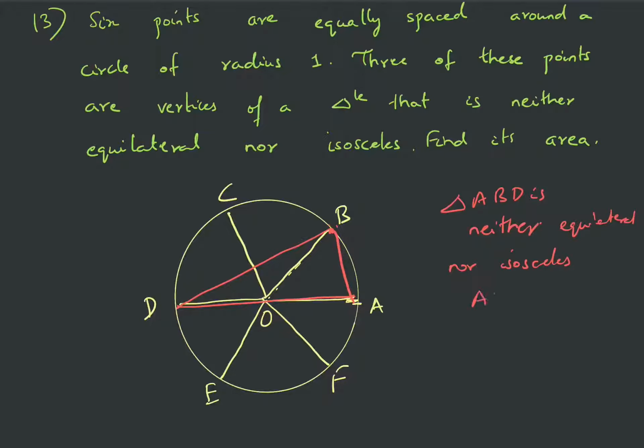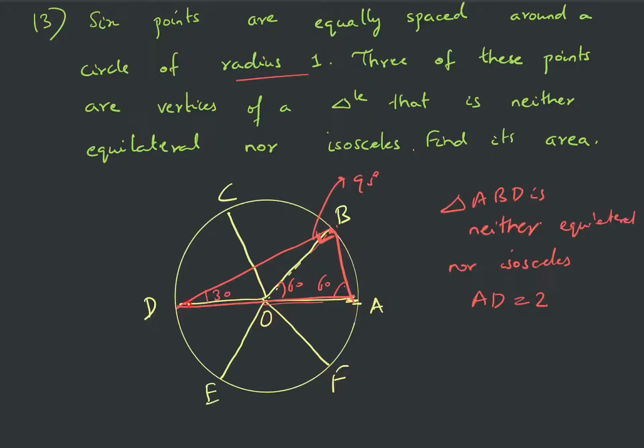Clearly AD is nothing but 2, because it is the diameter and the radius is 1. Now this angle is 90 degrees because AD is the diameter. Since this is 60, and OB is equal to OA, this triangle OBA is equilateral, because OB equals OA and this angle is 60. So then this angle is also 60 and this is 30.